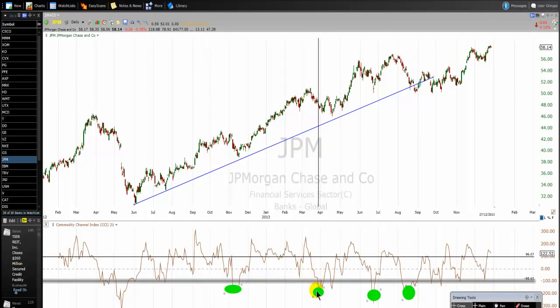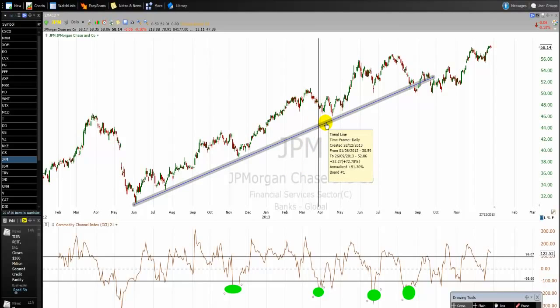Here again, the CCI dipped below the minus 100 level for the first time, but the price did not go up straight away. If you buy on the daily charts you did here, look where the trend line was. Too far away, isn't it? Yeah. So, though the CCI was oversold, all right.